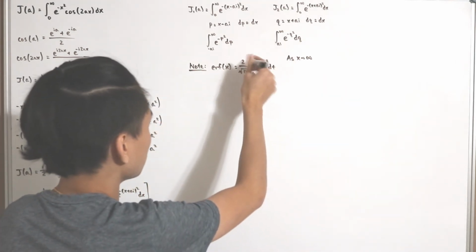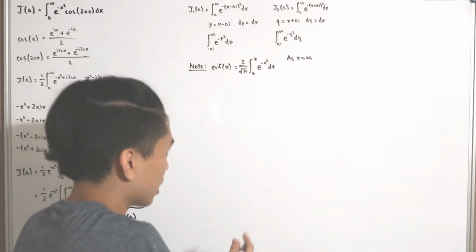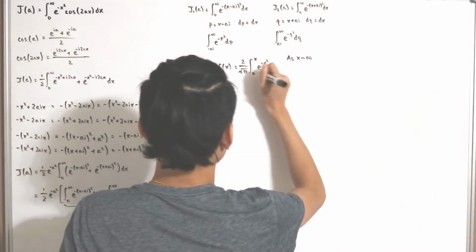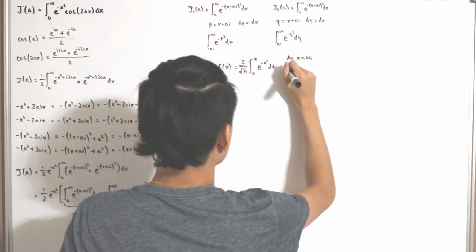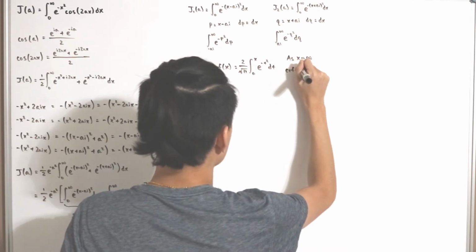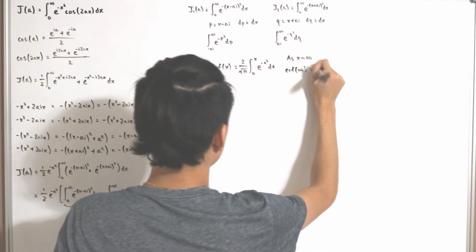But then you multiply 2 over the square root of pi, those terms cancel. That means our error function at infinity is equal to 1.